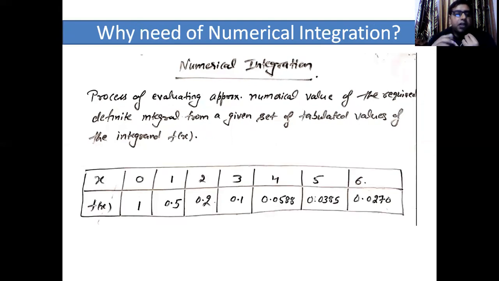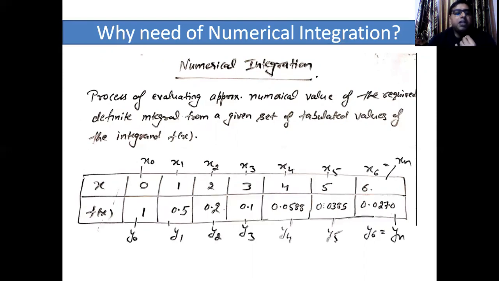Now a table is given here. X, the values are 0, 1, 2, 3, 4, 5, 6. The function values are 1, 0.5, 0.2, 0.1, 0.0588, 0.0385, 0.0270. These are the function's values at the points 0 to 6.